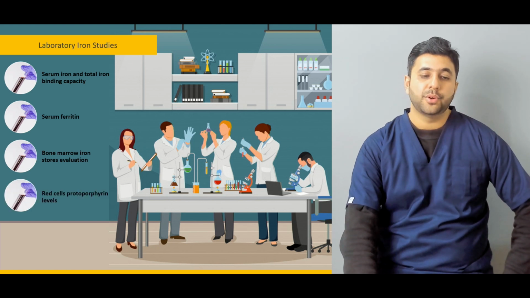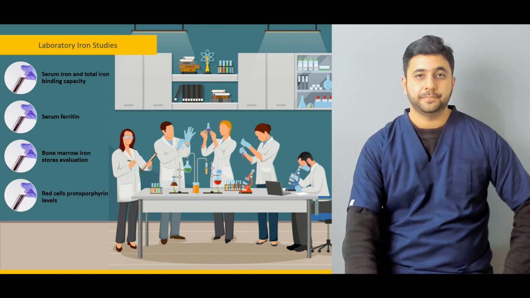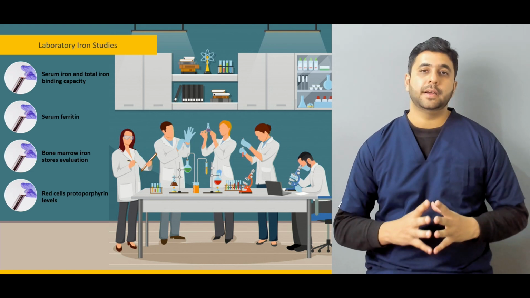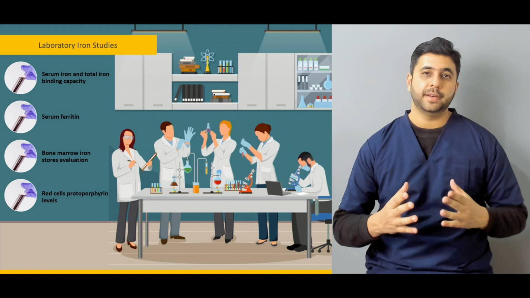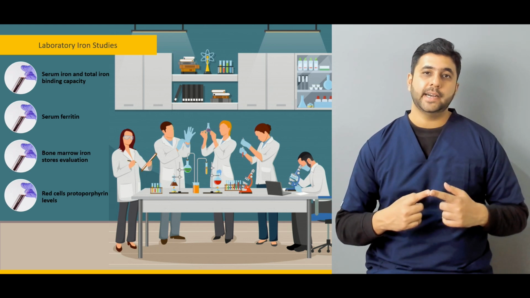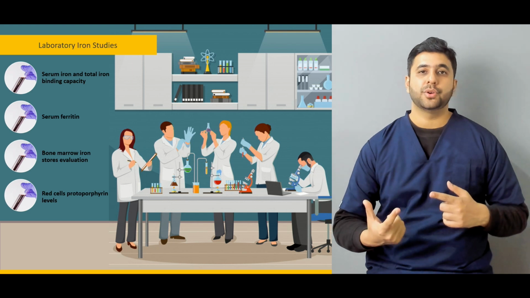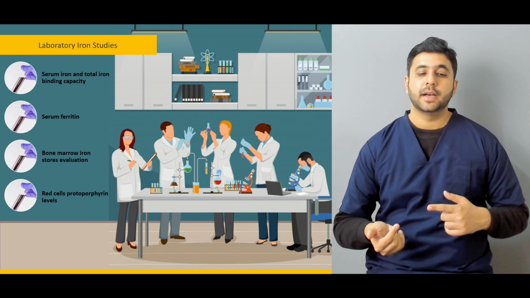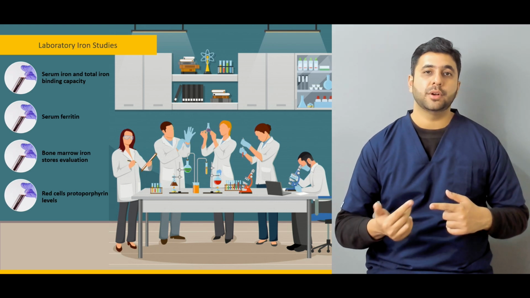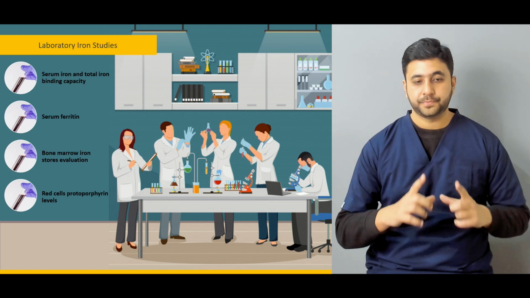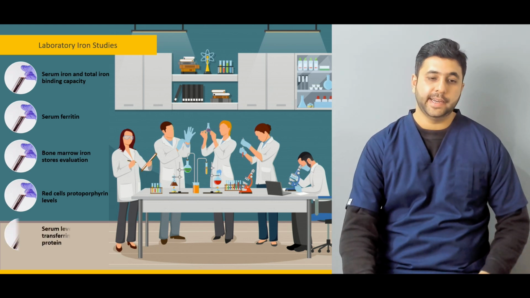The red cell protoporphyrin levels are also a very good indicator, because as I told you, in the last step of formation of hemoglobin, protoporphyrin combines with iron. So if there is iron deficiency, there will be an increase in the protoporphyrin levels, because there is not enough iron for them to bind and form hemoglobin. So that also gives us a good indication.